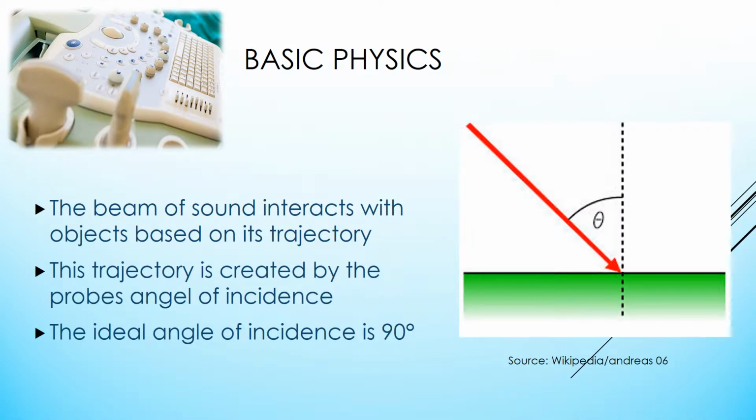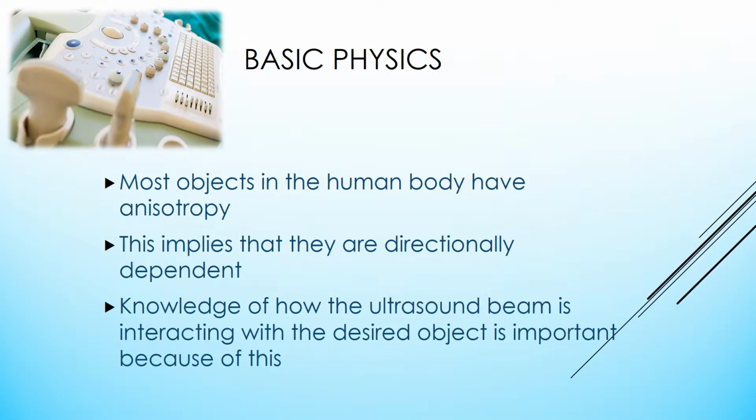The beam of sound interacts with the object based on its trajectory. This trajectory is created by the probe's angle of incidence. The ideal angle of incidence is 90 degrees or straight on. Most objects in the human body have anisotropy. This implies that they are directionally dependent. Knowledge of how the ultrasound beam is interacting with the desired object is important because of this.